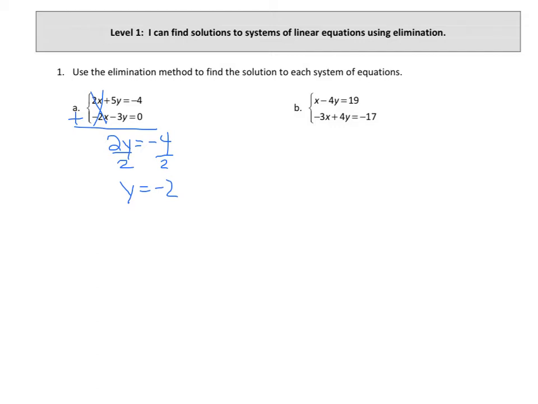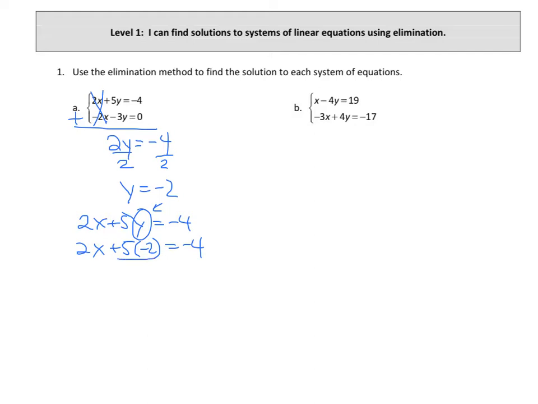The next step is to find the x value. To do that, I'm going to take the y value that I found and plug it in for the y in one of the equations. You can use either the top equation or the bottom. I'm going to use the top equation. So I'm going to use the equation 2x plus 5y equals negative 4, and I'm going to replace y with negative 2. So I get 2x plus 5 times negative 2 equals negative 4. And now I'm going to solve for x.